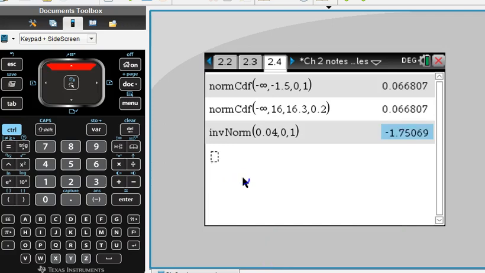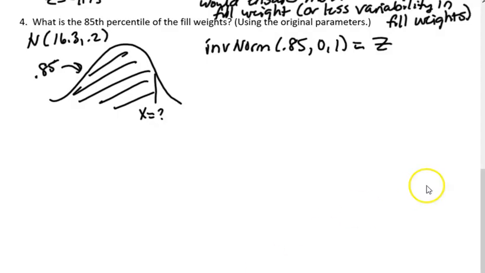So inverse norm, I'm just going to grab and copy this, 0.85. So this gives us a z-score of 1.036. I'll just use that. So z equals 1.036. So basically what I'm looking for is an x value that is 1.036 standard deviations above the mean.